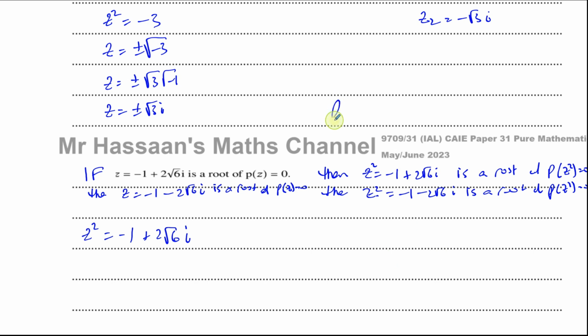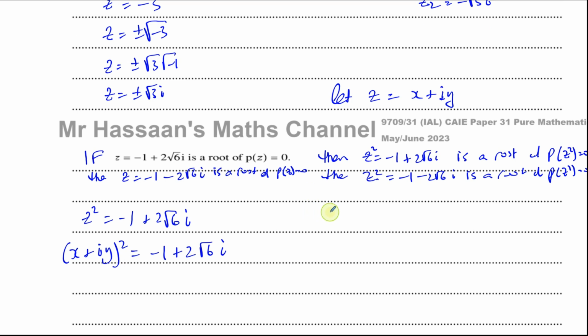Well, we can say let z be x plus i times y. It's a complex number. So that means (x plus iy) squared is equal to minus 1 plus 2 times root 6i. And so we want to find the values of x and y for which this is true, and that will therefore be our complex number z.